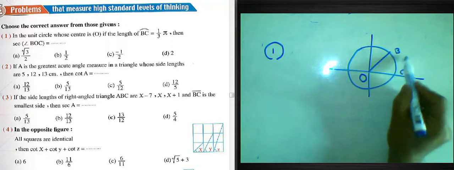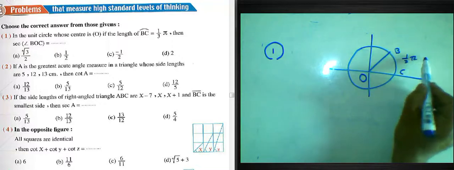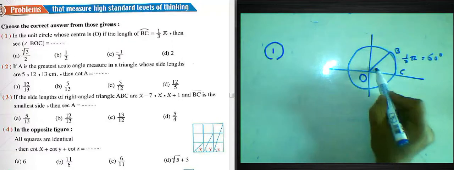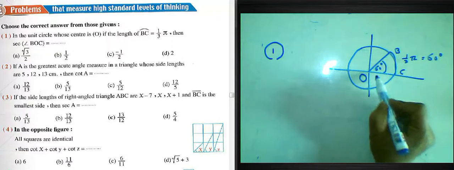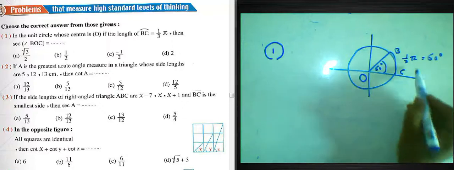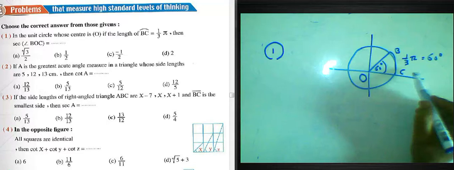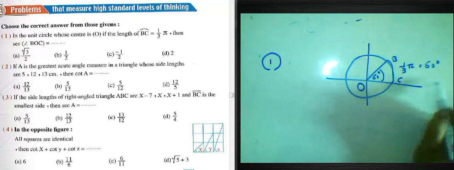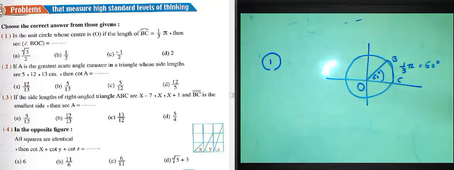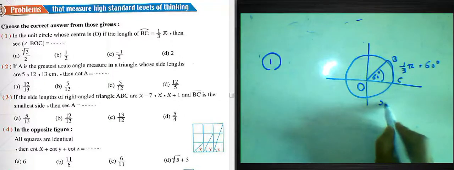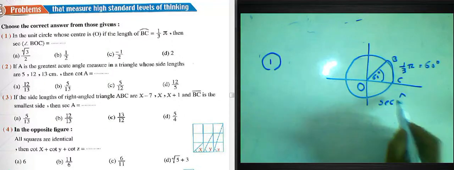Okay, one third pi. It will be 30 degrees. This arc will be 30 degrees and this angle will be 60 degrees. One third multiplied by pi will be 180 multiplied by one third, which equals 60 degrees. So he wants to find sec of this angle, sec angle BOC.